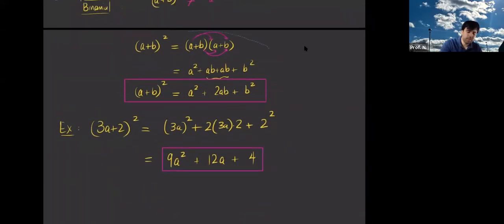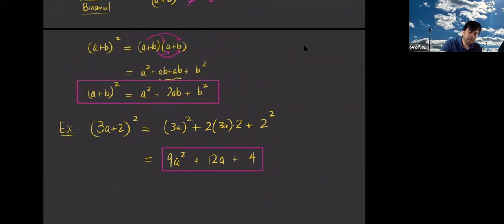I'll give you one more of these. So there's actually two versions of this. I'm just calling this version number 1. And this is version number 2. Version number 2 is when you have a minus b squared, when you have a subtraction.